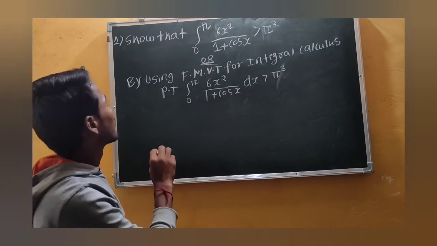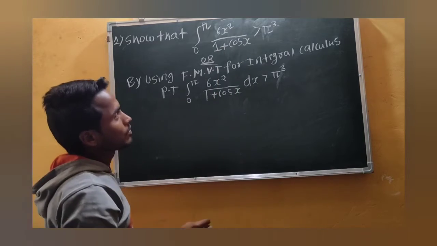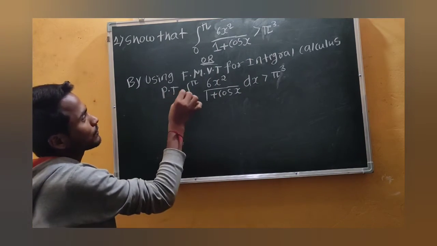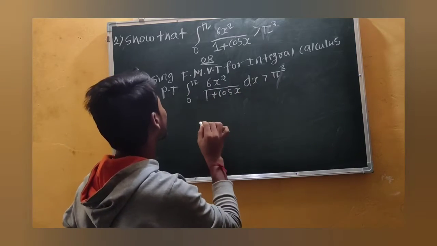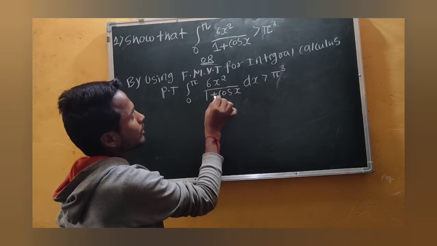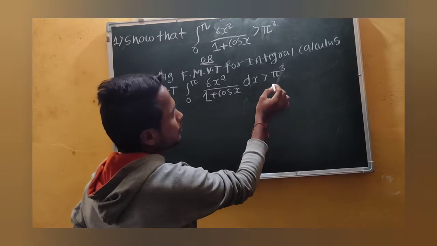So, based on the problem: the integration from 0 to pi of 6x squared divided by 1 plus cos x is greater than or equal to pi. Another question: by using the first mean value theorem for integral calculus, prove that the integration from 0 to pi of 6x squared divided by 1 plus cos x dx is greater than or equal to pi cube.